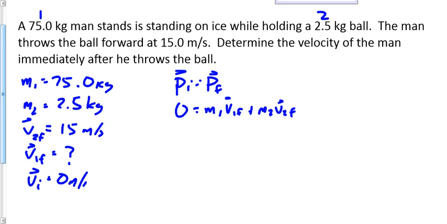Can we cancel out masses here? No, they're different, right? What if they were the same? What if they were both 2.5? The context is a little bit different. It wasn't a man throwing a ball. It was one 2.5 thing goes one way, one 2.5 thing goes the other way. Could we cancel then?